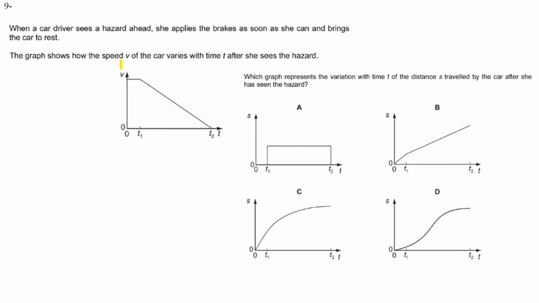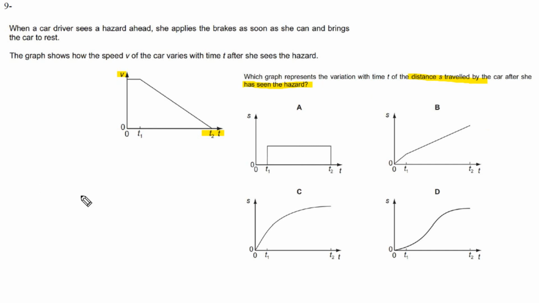For this question, a velocity-time graph is given to us. As you can see here, velocity versus time graph is given. In this case, the car is just moving in a straight line, so distance and displacement are the same. What we need to find is the distance versus time graph. So how can we answer this question?